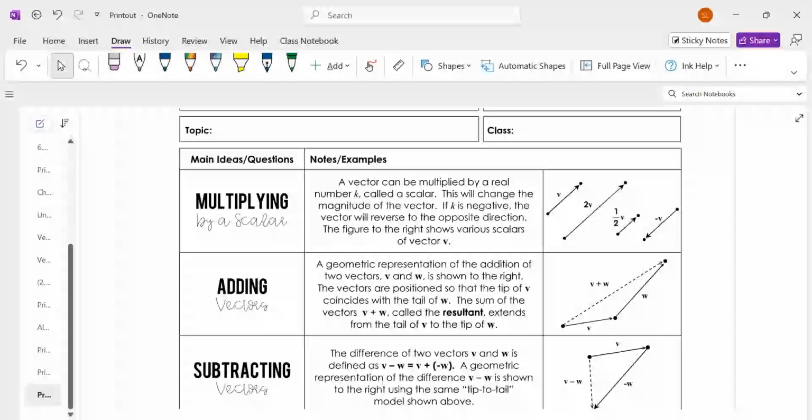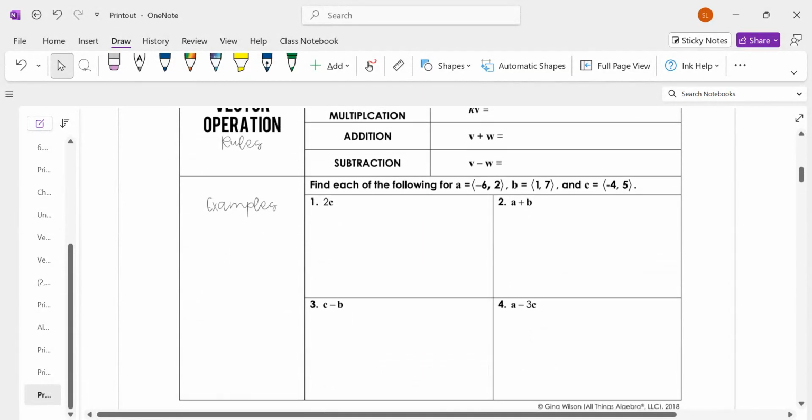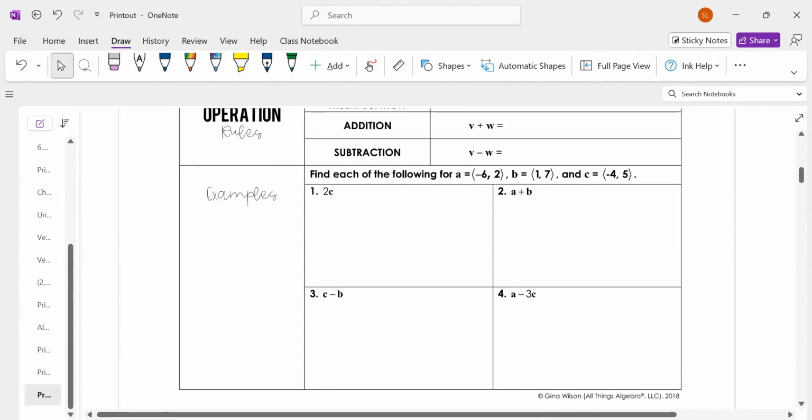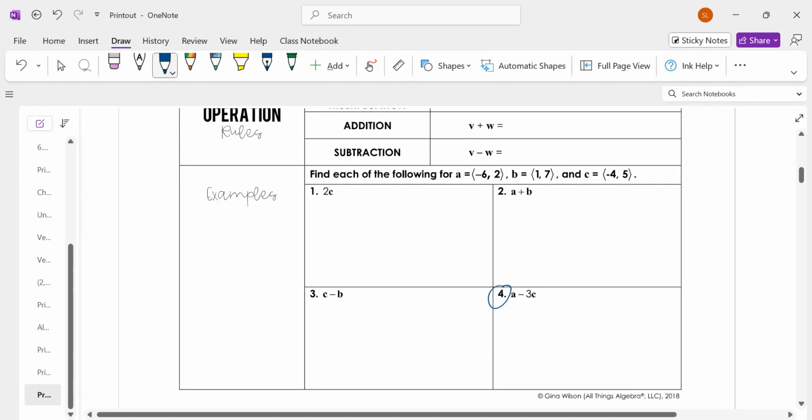All right, guys, we're going to go over the rest of this packet for vectors number 2. Just a reminder, we finished the first page. I did want to show you real quick example number 4 here that we covered in our notes. We didn't do anything where we did a minus 3c. We did c minus b over here.